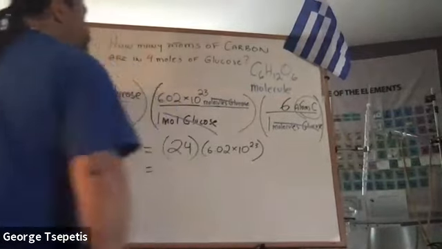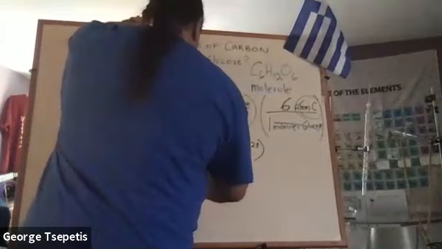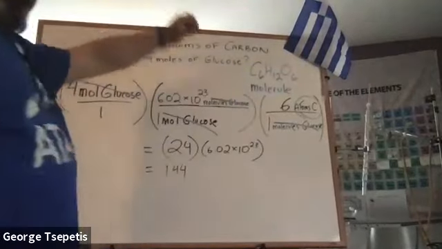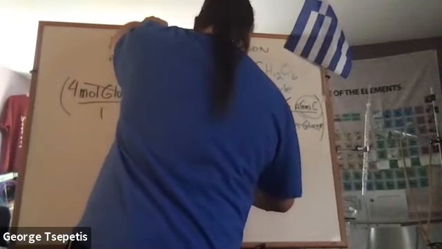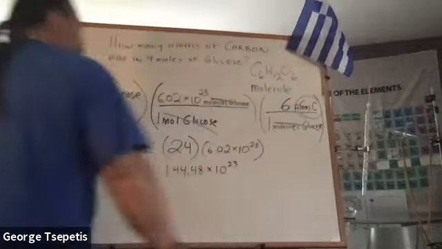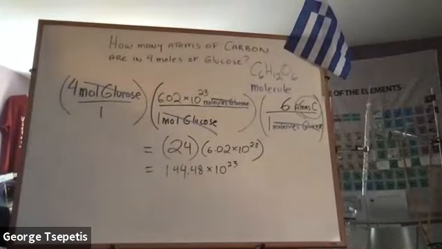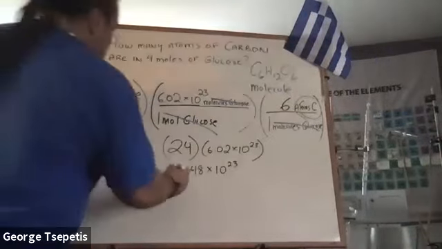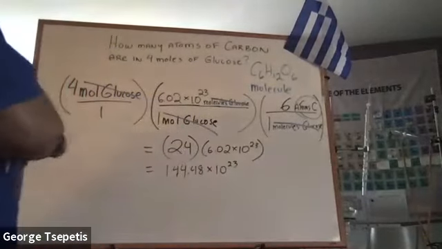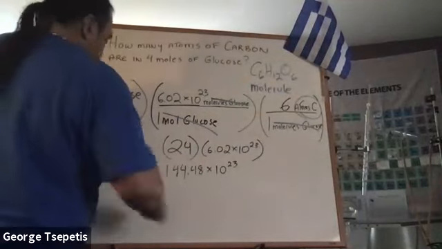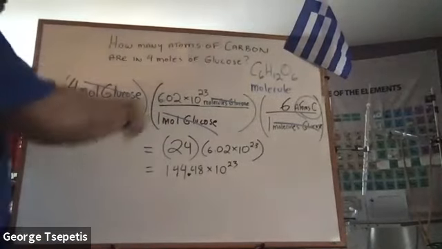24 times 6.02 times 10 to the 23rd is actually 144.48 times 10 to the 23rd. All I did was multiply 24 times 6.02, and that scientific notation part just comes down there. We're not finished yet because this is not in proper scientific notation. So what we need to do is move our decimal place over 2, because our decimal place is currently here, 144.48 times 10 to the 23rd.